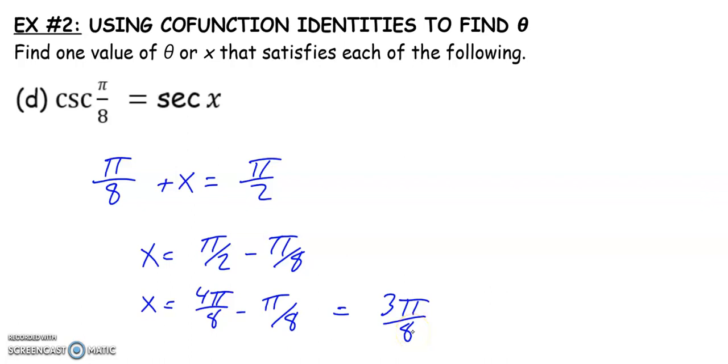And those are my cofunction identities. Cofunction identities just say if I give you two cofunctions, their angles are complements of each other. They add to 90 degrees or they add to pi over 2.